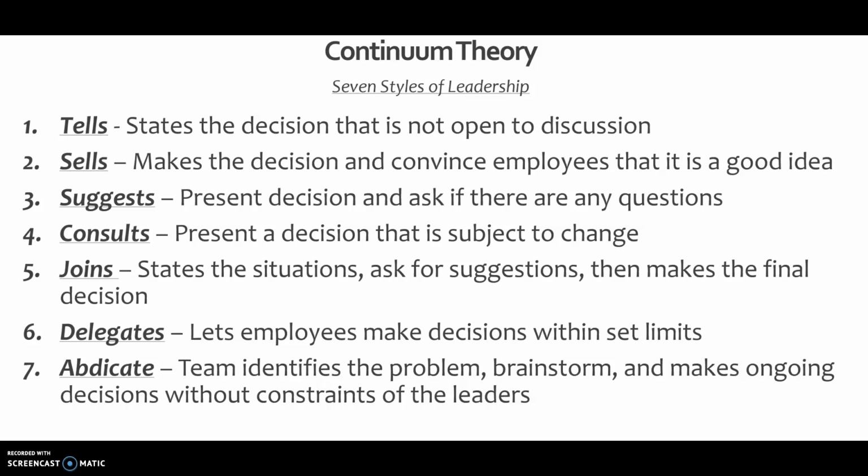The next one is consult. This is when the leader presents a decision that is subject to change. The next one is joins. This is where the leader states the situation, asks for suggestions, and makes the final decision. The next one is delegates. This lets employees make decisions within set limits. The next one is abdicate. That's where teams identify the problem, brainstorm together, and make ongoing decisions without constraints from the leader.